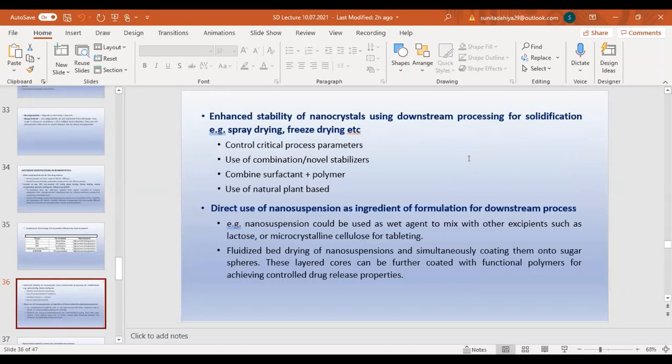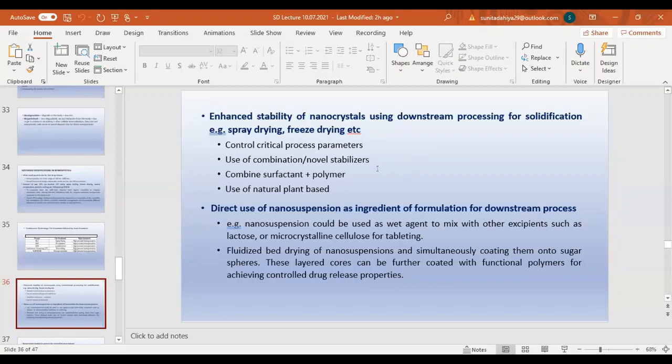So when you use this drying process, again, you are required to control the process parameters of the spray drying. For example, what is the spray rate? What is the organic solvent? What is the carrier that you need to add? Here you need to add the carrier if you use spray drying, and you need the cryoprotectant if you use the freeze drying method, right? Then you have to control the critical process parameters for the solidification technologies.